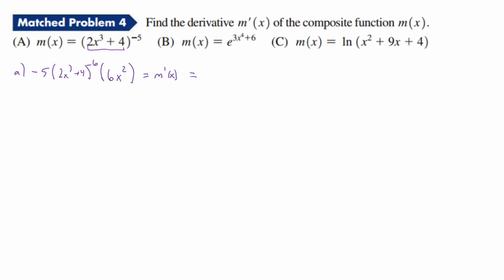So it's a minus 5 times 6, so it's going to be a minus 30x squared over, and we have now a 2x cubed plus 4 all to the positive power of 6. So we can have this, or if we wanted to, we could say it's also a minus 30x squared times a 2x cubed plus 4 to the negative 6. So all 3 of those are going to give us correct answers.